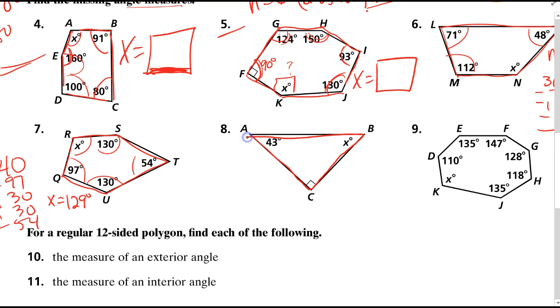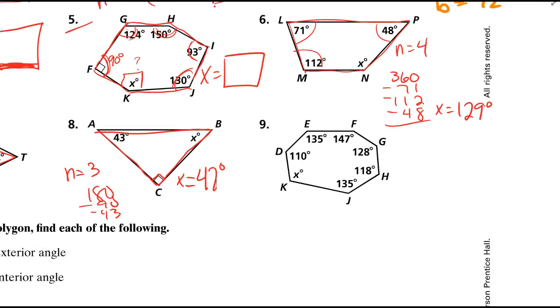Triangle. N equals 3, so the interior angles are going to add up to 180. Let me take away the 90, take away the 43, and you're left with x equals 47. Ooh, is this any harder? No, it's not, because all we have to do is add up the sides.